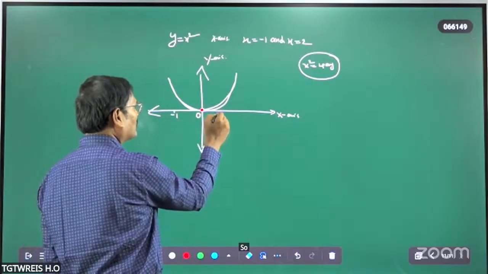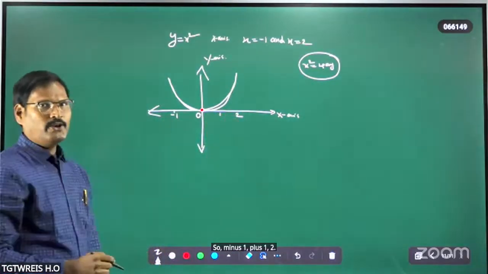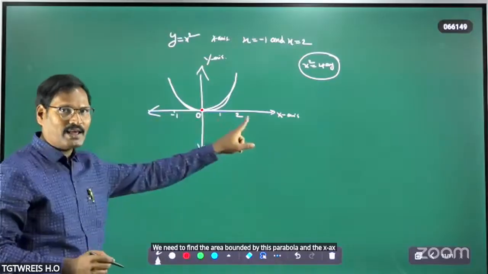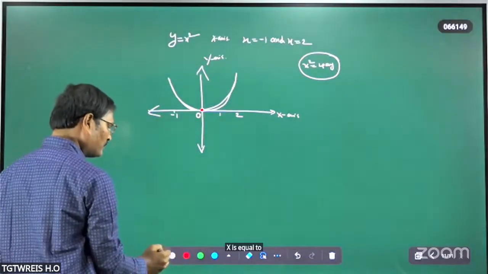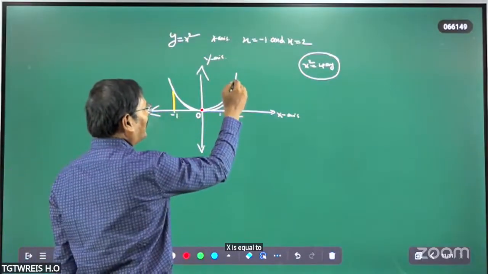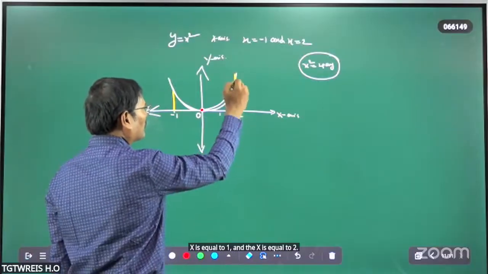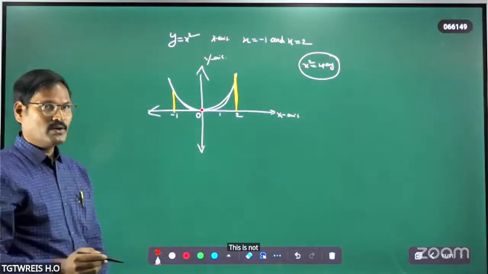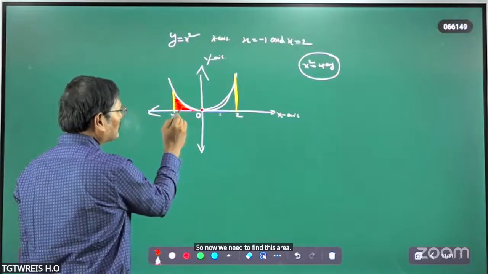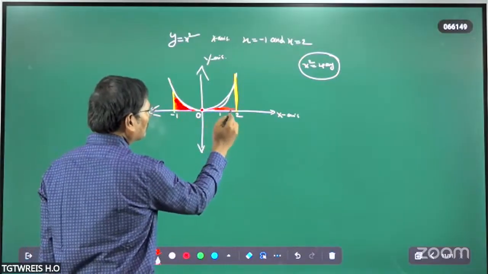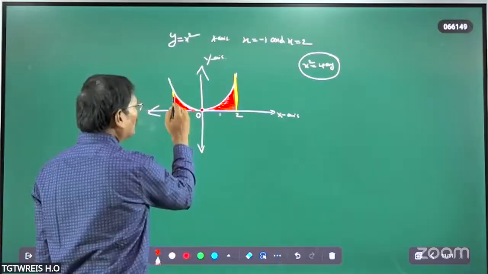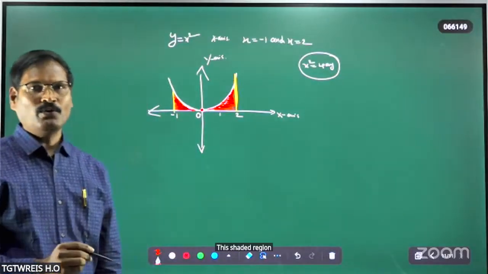So -1, +1, 2. We need to find the area bounded by this parabola and the x-axis between the lines x is equal to -1 and x is equal to 2. This is not an exact graph, one more time I'm telling you. So now we need to find this area. This shaded region area we need to find.